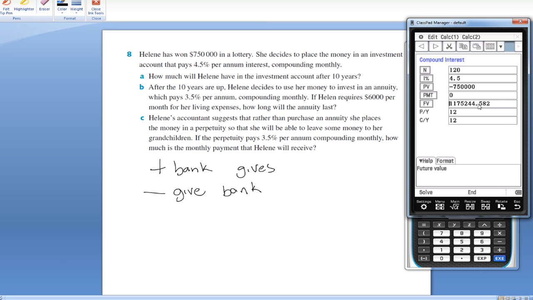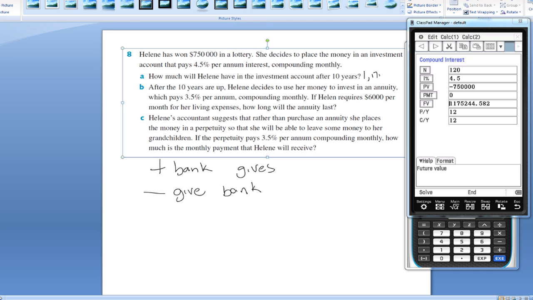Okay, and it's positive, because we can say that that's what the bank gives us. If in 10 years I want to take all the money out, I'll have $1,175,244.58. Okay, so that's our answer to question 1 there. Let's write that in. Alright, after the 10 years are up, Helene decides to use her money to invest in an annuity, which pays 3.5% per annum, compounding monthly.